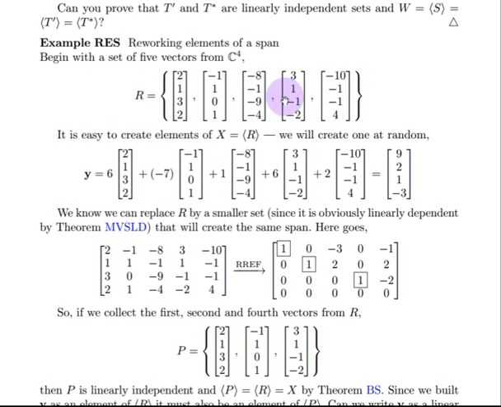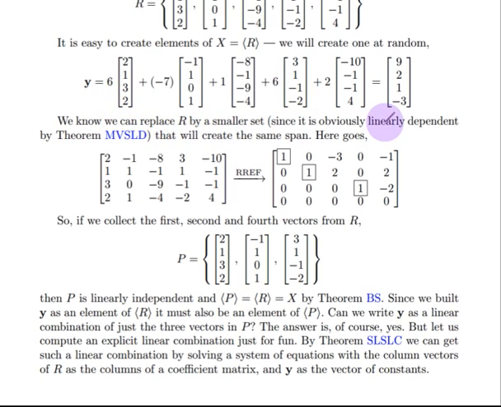Here's the set R. Let's create an element of the span of R at random. I can choose arbitrary constants. He just chose the first constant is 6, second is -7, then 1, 6, 2. These are arbitrary constants. Then he did this arithmetic to end up with this vector. So this vector is in the span of these 5 column vectors.